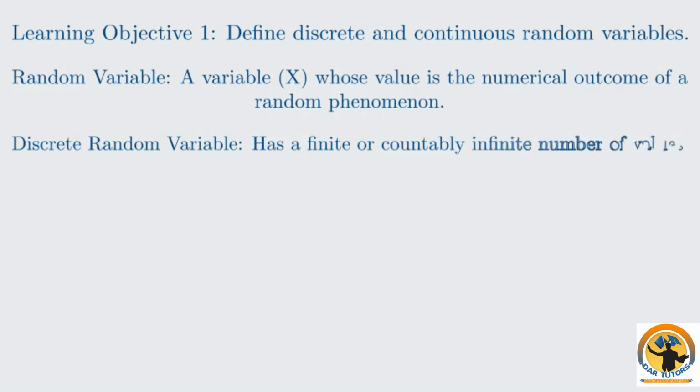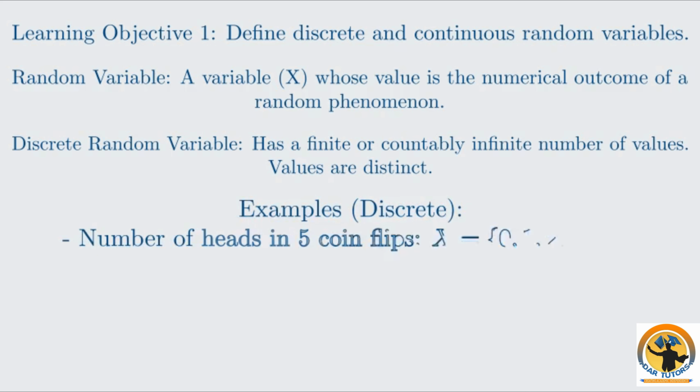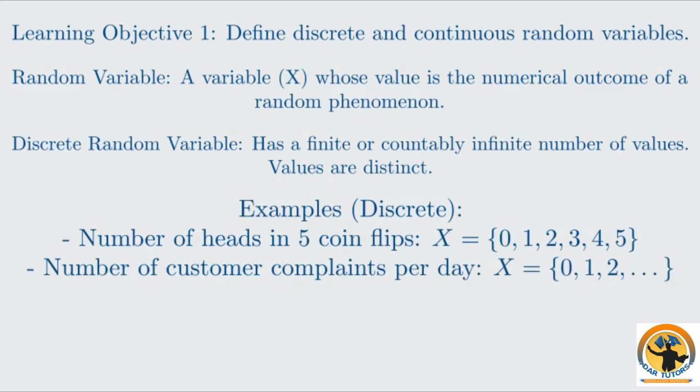A discrete random variable has a set of distinct countable possible values. The key word here is countable. The values don't necessarily have to be finite, but they can be listed out. To find the value of a discrete random variable, you count. A common example is the number of heads you get when you flip a coin several times. The number of heads can only be 0, 1, 2, and so on. Another example is the number of customer complaints a company receives in a day.